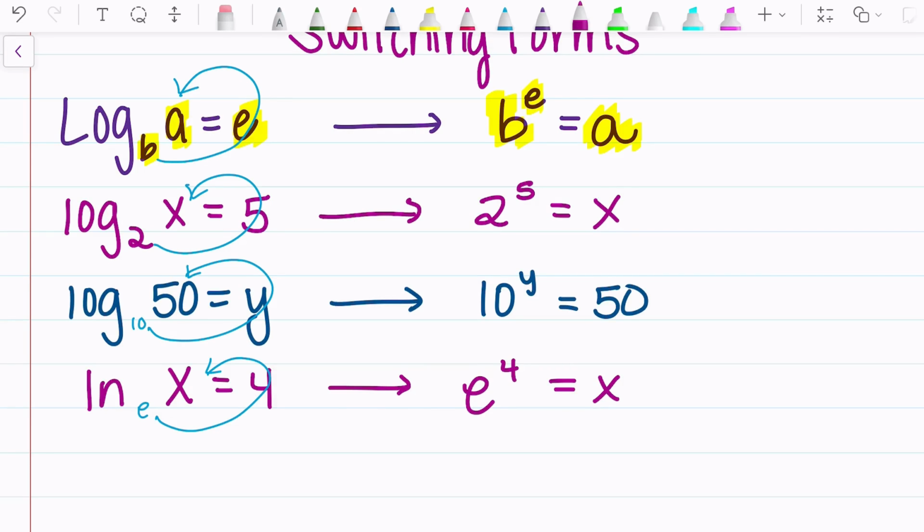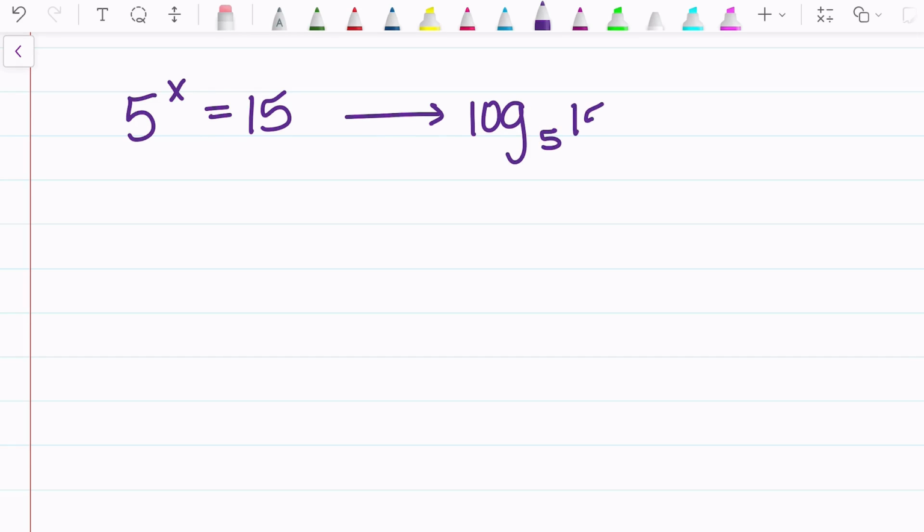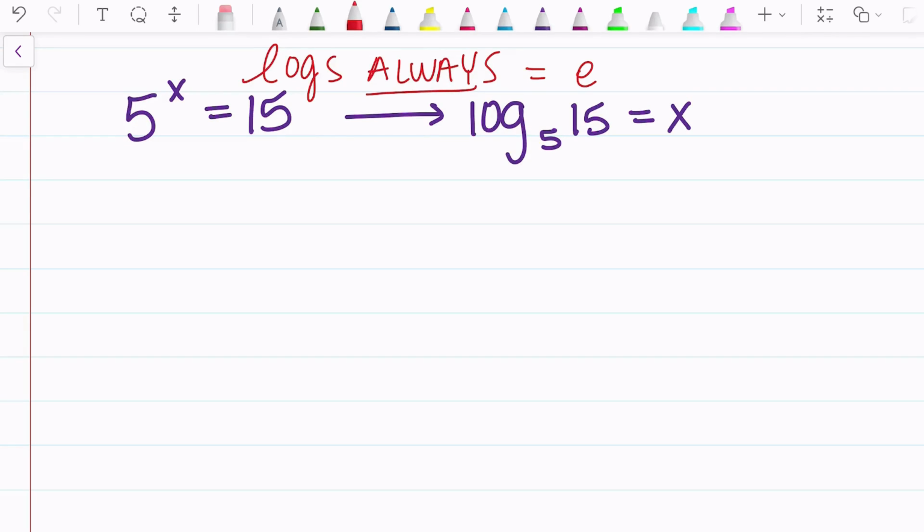To go in reverse, let's say we had 5 to the x is equal to 15. What we would do is we say logs are BAE: base, answer is equal to the exponent. One thing that's really important to know is that logs always equal exponents. That's what a log is. It's finding the exponent, saying what exponent did you raise this number to get the answer.